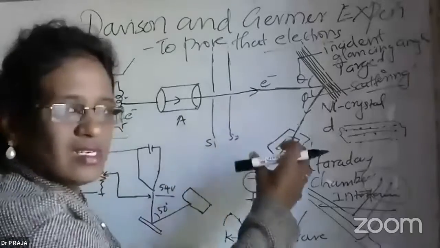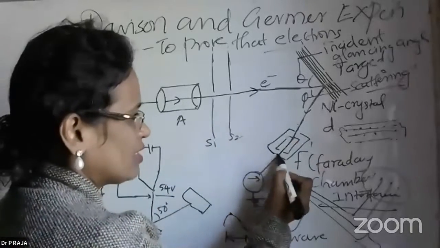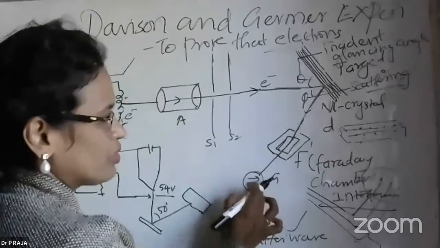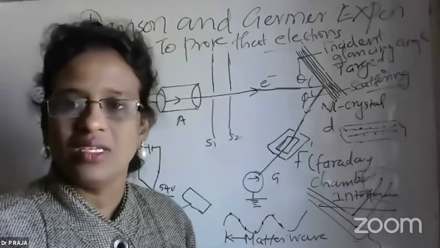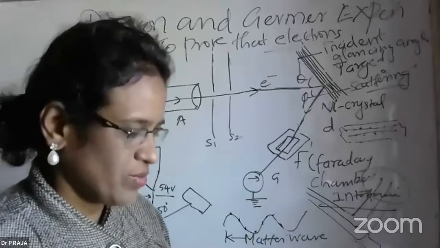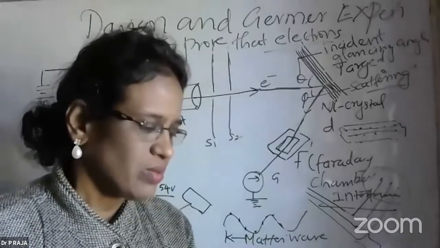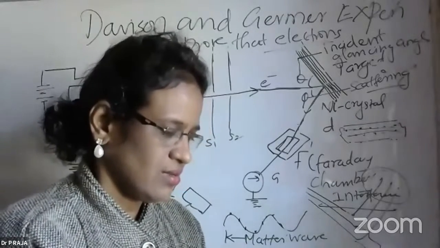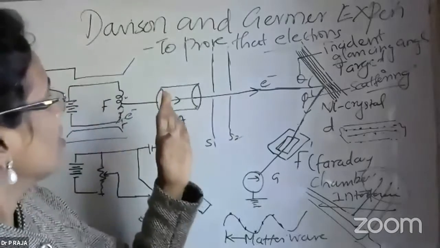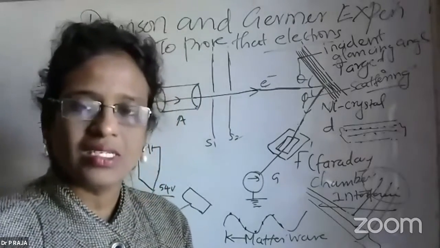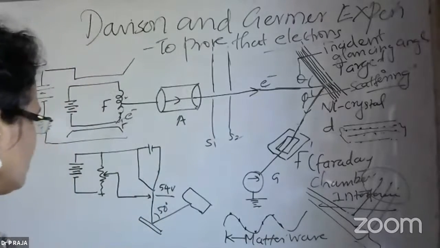Whenever an intense wave falls onto this, the galvanometer G will show you a deflection. So this is the experimental setup that was explained by Davisson and Germer. Okay, so here what we can study is, now come to this one.